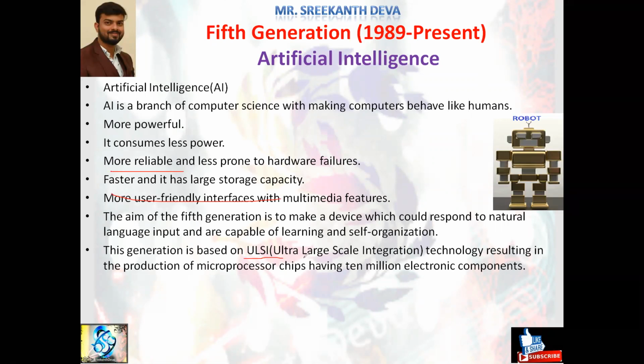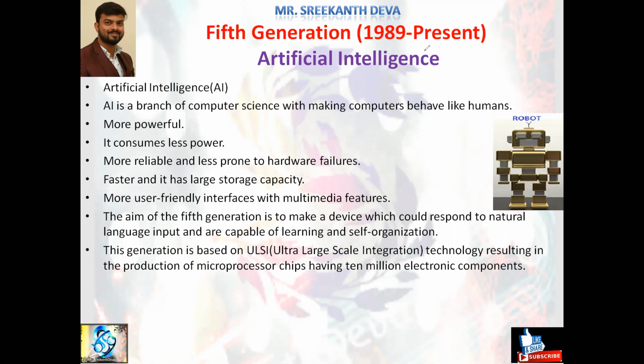Here they introduced what? ULSI, ultra large scale integration. In the fourth generation computers, they used what? VLSI, very large scale integration. But coming to fifth generation, they introduced what? ULSI, ultra large scale integration. See, the best example you can take is a robot. You can see a robot here. See, this is the example for what? Fifth generation computers. Okay, fine.